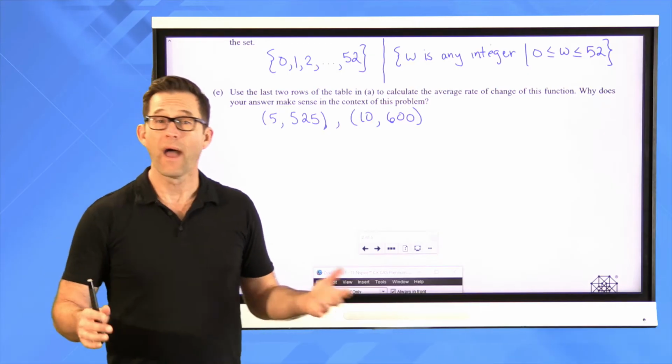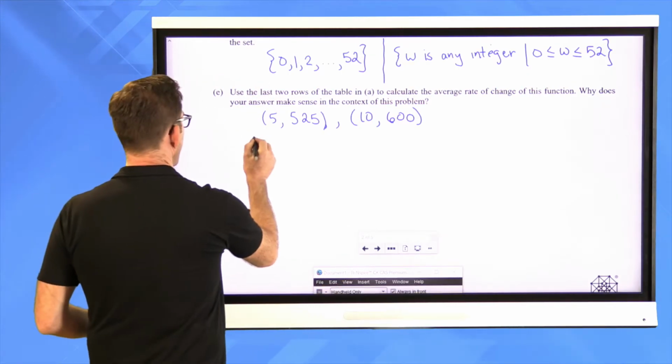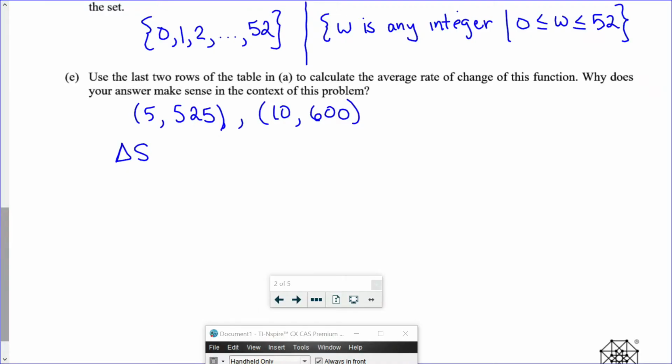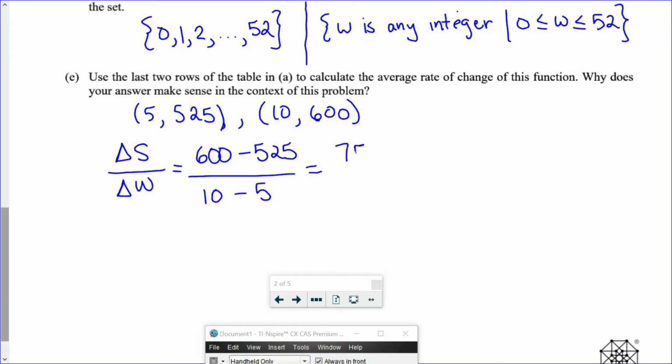All right, well, average rate of change is always the change in the function's value, the change in how much has been saved, divided by the change in the input, the change in the number of weeks. So that's $600 minus $525, divided by 10 weeks minus 5 weeks. That's going to be $75 divided by 5 weeks, and 75 divided by 5 is 15.